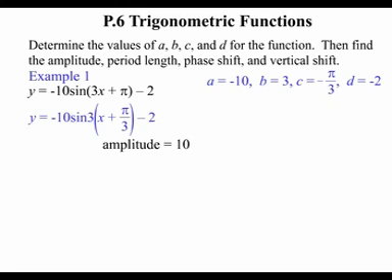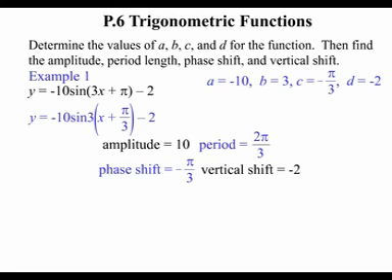Amplitude, then, is the absolute value of negative 10, which is 10. Period length is always 2 pi over b, and b in this case is 3, so our period length is 2 pi over 3. C is just your phase shift, and D is just your vertical shift.